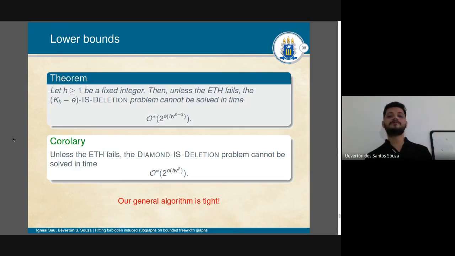This implies, for example, that our general algorithm, although very simple, can in many cases be tight. And as a corollary, we know that diamond-induced subgraph deletion cannot be solved better than 2 to the treewidth squared.